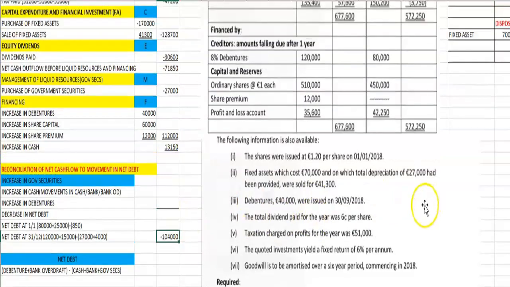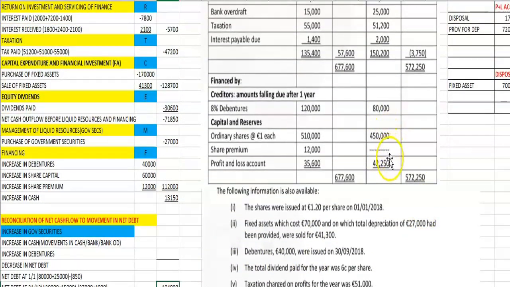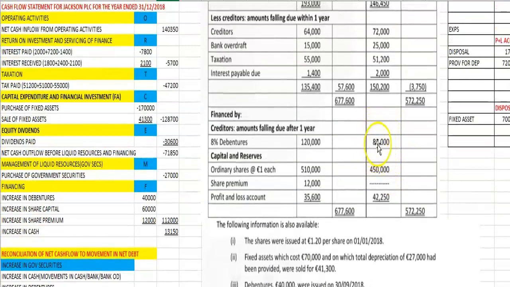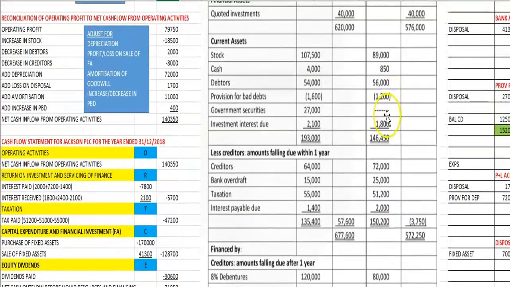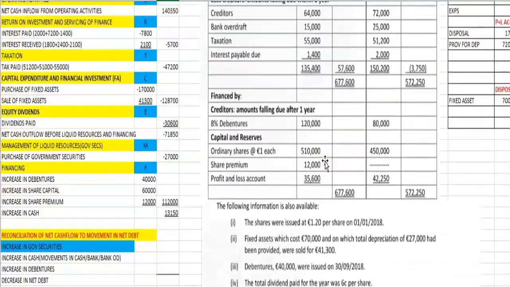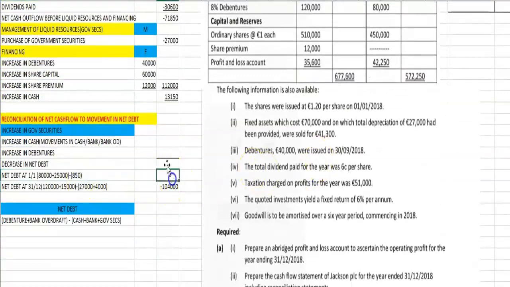What's the net debt at the beginning of the year? Well, let's have a look at the end of 2017 and see. Your borrowings, first of all, debentures 80,000, bank overdraft 25,000, that's 105,000. From that, you take away your cash, bank and government securities. So in this case, there are no government securities, you're just taking away your cash, 850. So if you do that, you'll arrive at a net debt of 104,150. So at the beginning of 2018, your net debt was 104,150, and at the end of 2018, it's 104,000. So your net debt has actually decreased by €150.